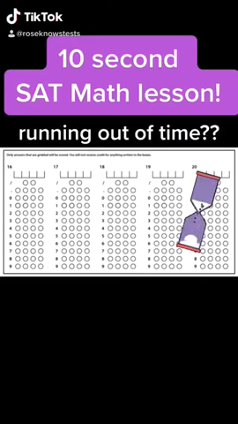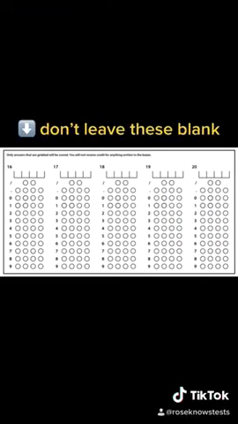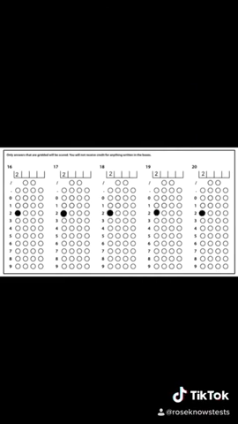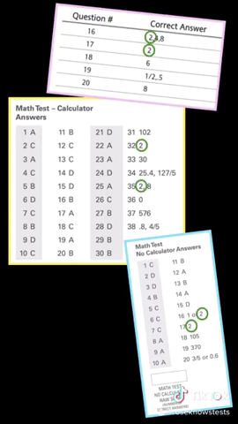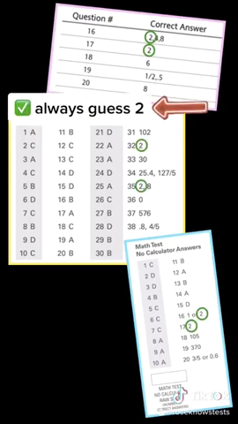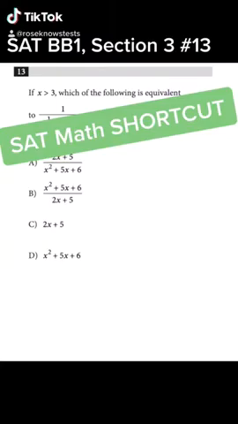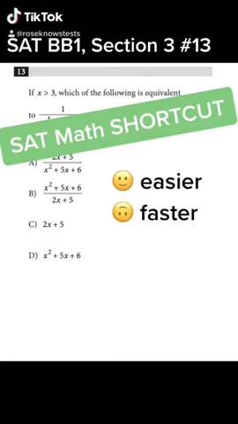If you're running out of time on the SAT Math section, don't leave the grid and questions blank. You should guess 2. As you can see from these real SAT answer keys, 2 is often the correct answer, so always guess 2.